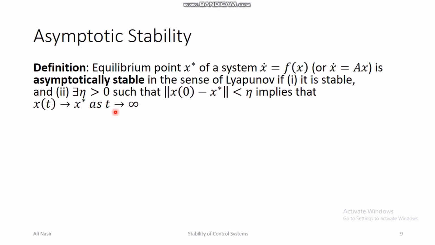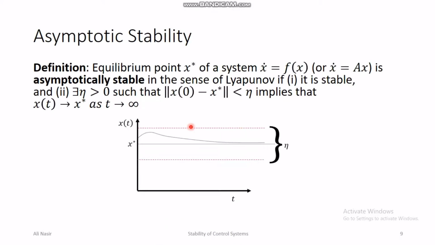And stability, simple stability requires that if you start close enough, you stay close enough. But the additional requirement is that if you start within a certain limit, then you not only stay close enough, you actually converge to the equilibrium point. This can be depicted with the help of this diagram. If you start within eta distance from the equilibrium point, you can converge to the equilibrium point with the passage of time. Temporarily you might be going away, but eventually you converge to the equilibrium point.